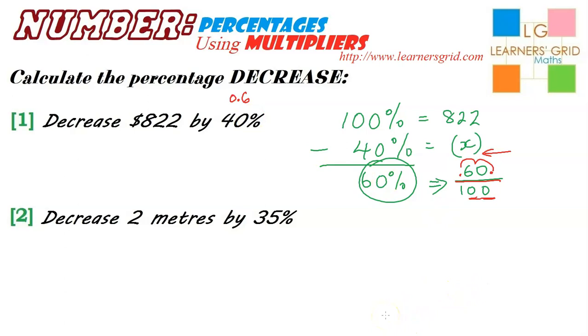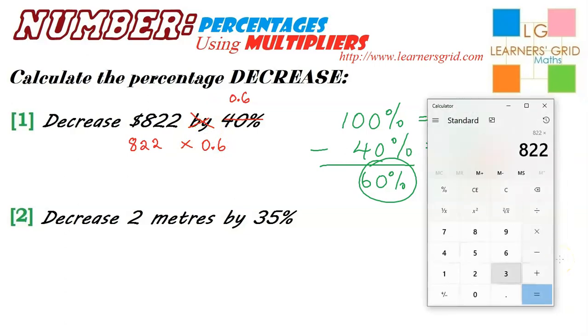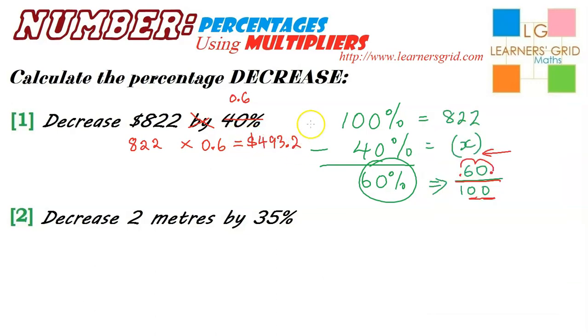How do I use 0.6? It becomes very, very easy from here. All I need to do now is think of it like this: I have 822 multiplied by, and I don't have 40% anymore, I multiply by my multiplier. So let's use the calculator. 822 multiplied by 0.6, and this will be the answer: 493.2. Just remember, of course, that you need two place values after the decimal point for money, so this will have to be a 0. So the final answer then becomes $493.20.